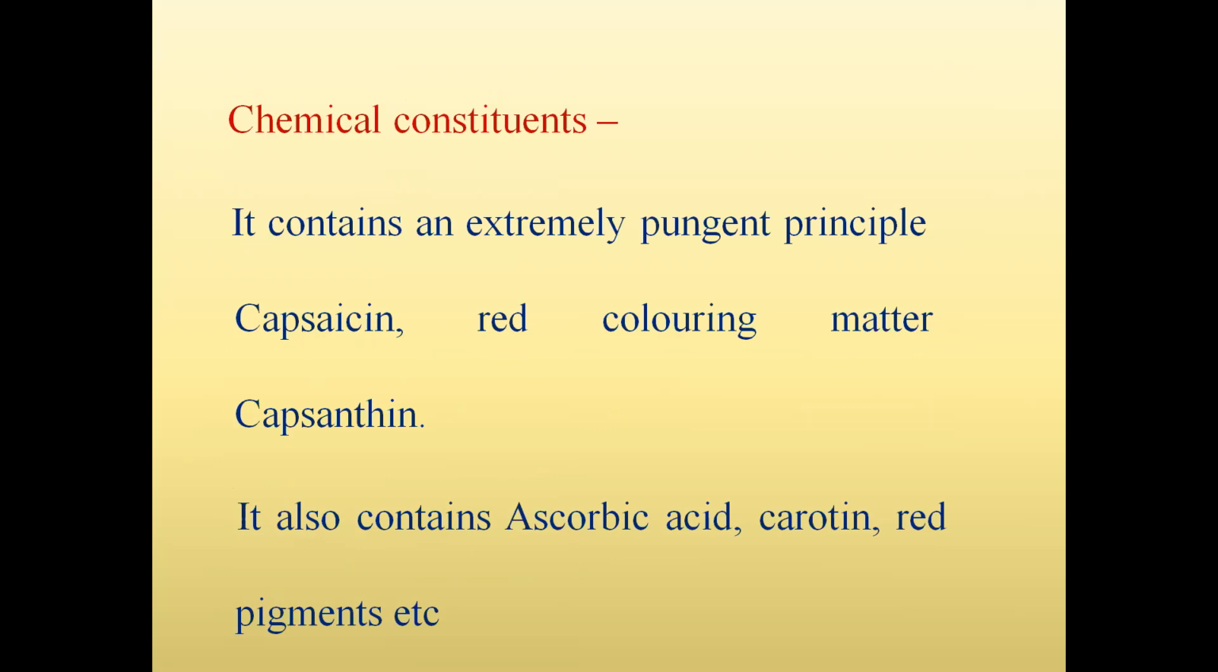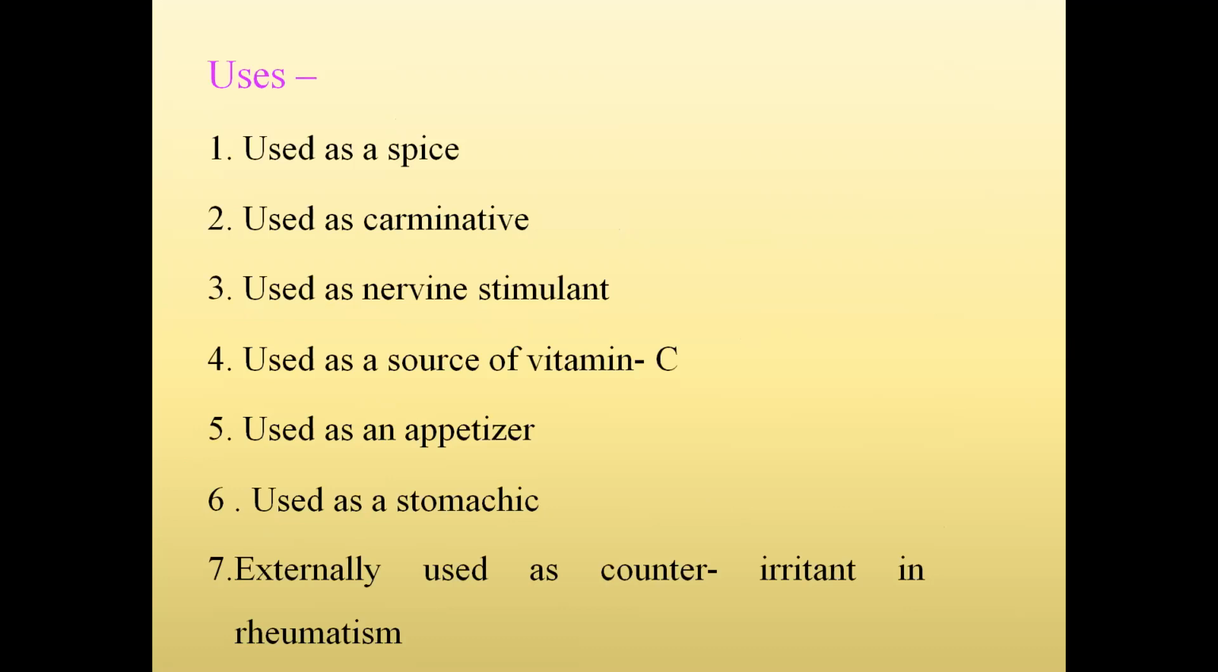Due to presence of capsaicin. Its chemical constituent, red coloring matter capsanthin. It also contains ascorbic acid, carotene, and red pigments. It is used in the spices as a carminative, nervine stimulant, source of vitamin C, as an appetizer, stomachic, and counter irritant in rheumatism also.